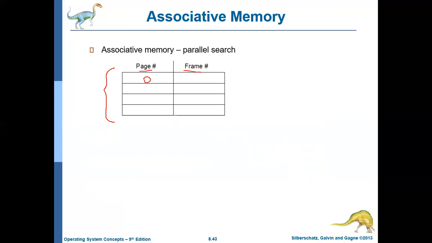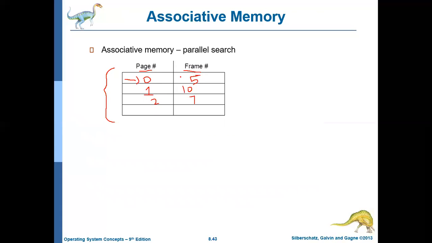Page 0 refers to frame 5, page 1 refers to frame 10, page 2 refers to frame 7. Like that, it just maps every page to a particular frame. Each entry in a TLB consists of two parts: a key and a value. The key is the page number and the value is the appropriate frame number.